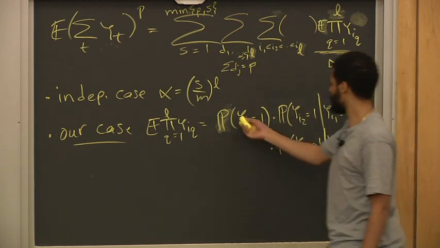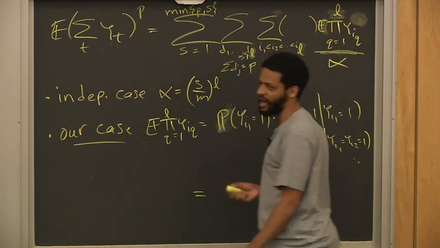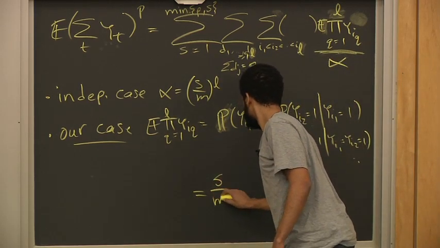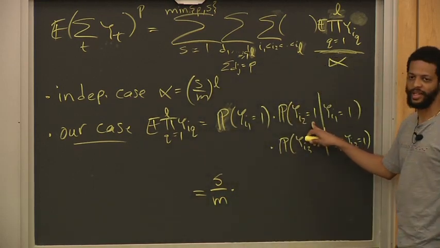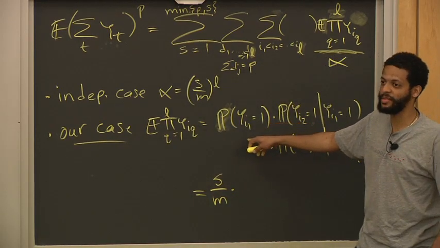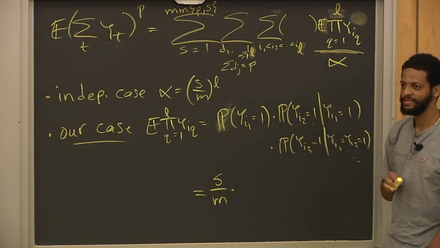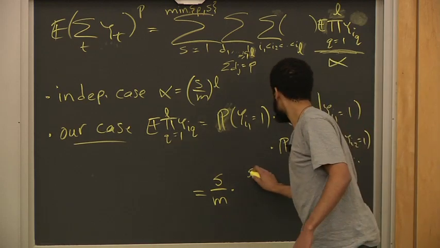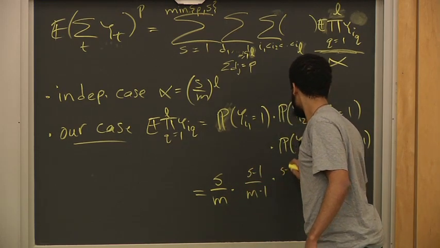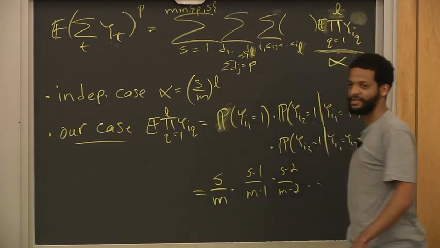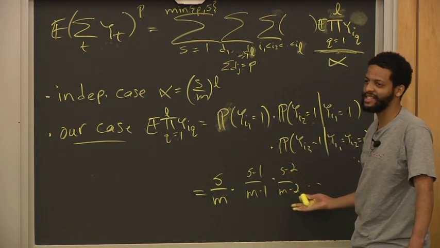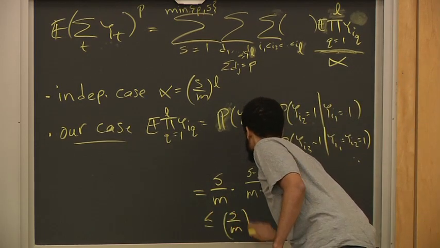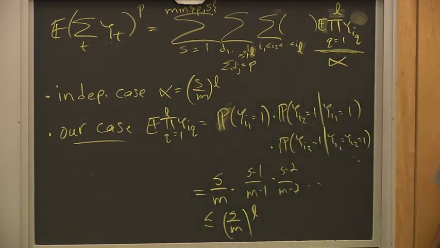Let's just write what this is. What is the probability that y_i1 is equal to 1? It's S over M. What's this probability? Given that you know that one of them is 1, what's the probability that some other guy is 1? Yeah, S minus 1 over M minus 1. Times S minus 2 over M minus 2, et cetera. Each one of these things is less than S over M. This is at most (S over M) to the L.